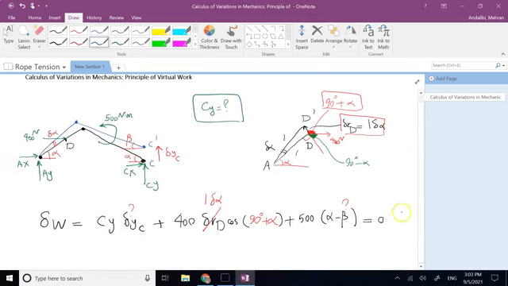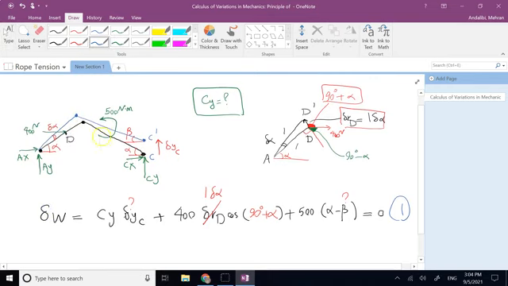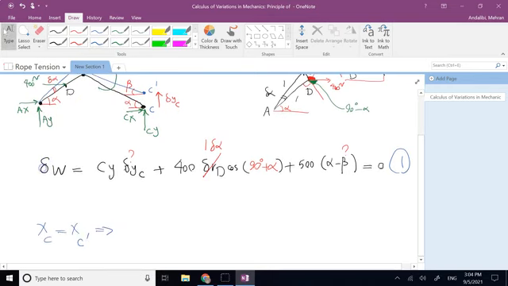Here I call this equation 1. Now, in order to find angle beta, I use the fact that x of C and x of point C prime have to be the same, right? C only moves vertically, so x of C has to be x of C prime. If you remember, the length of each one of these members is 2 meters. The angles are alpha. So if you remember, the total distance from A to C, x of C measured from A, was 2 cosine alpha plus 2 cosine alpha. It was 4 cosine alpha.